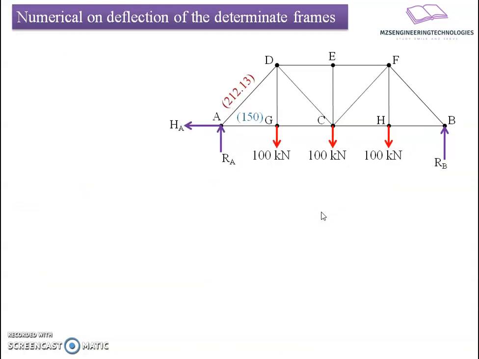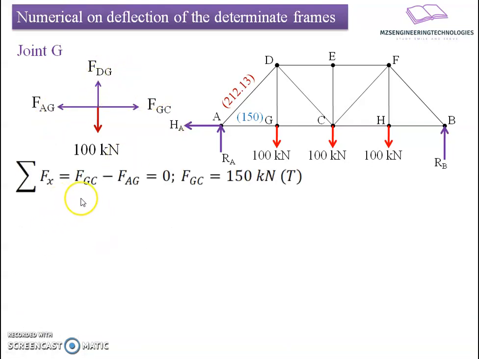Now I will move to joint G. If I prepare the free body diagram, there are four forces here, from which FAG and 100 kilonewton are known to us. One is the applied force, and one we have got from the previous analysis. What remains unknown are FDG and FGC.